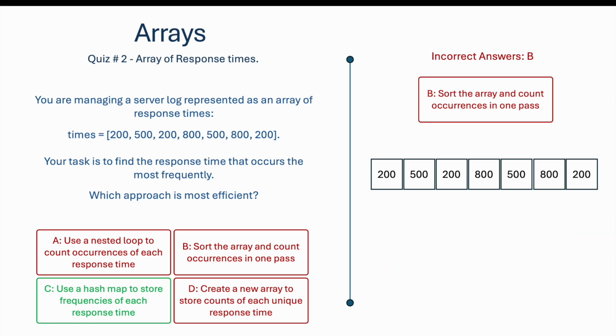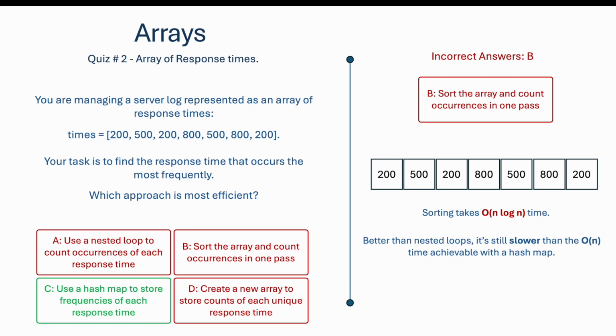Option B, sort the array and count occurrences in one pass. So this sorting itself takes order of n log n time, which is slower than order of n.